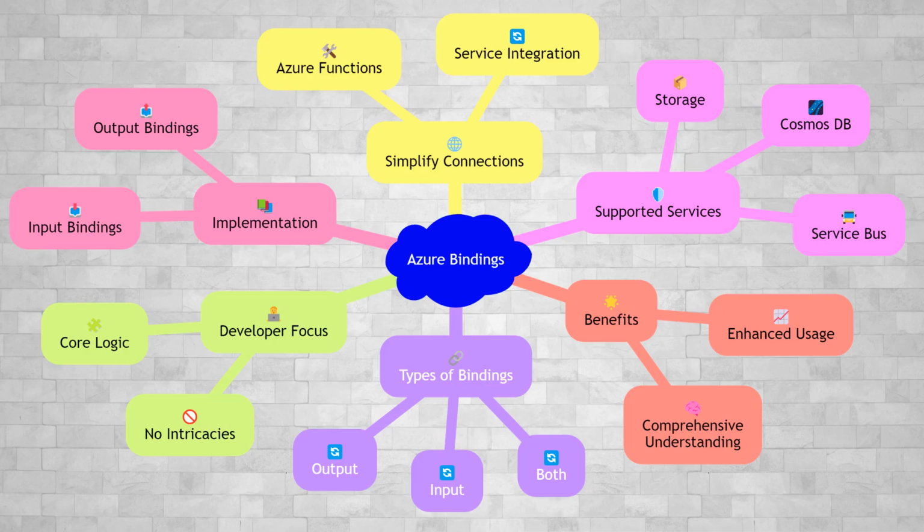Azure bindings simplify the process of connecting Azure functions to various services. They allow developers to focus on the core logic of their applications without worrying about the intricacies of service integration. Bindings can be input, output, or both, and they support a wide range of Azure services such as storage, Cosmos DB, and Service Bus. This presentation will delve into the details of implementing input and output bindings in Azure Functions, providing a comprehensive understanding of their usage and benefits.